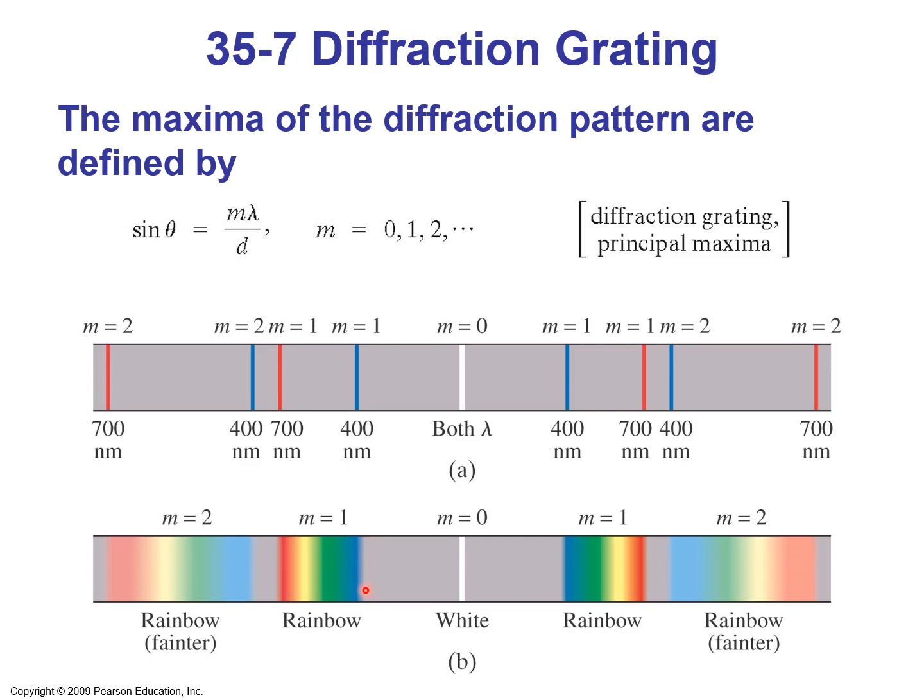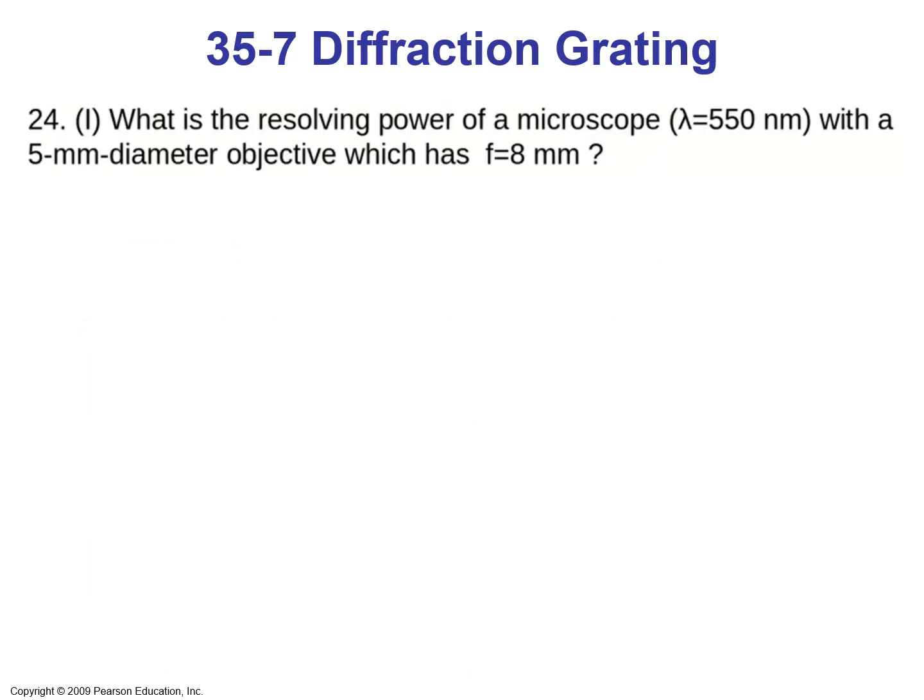For the case of white light, we have all the wavelengths included. So we have a spectrum from blue to red for the first diffraction order. For the second diffraction order, we have a fainter rainbow, which is spread more. And these diffraction orders are symmetrically distributed around the center.